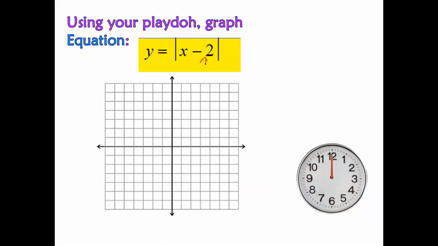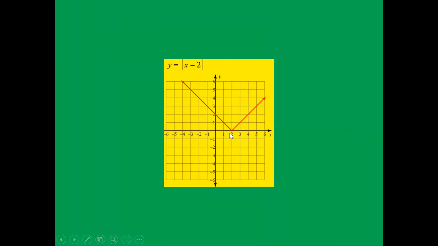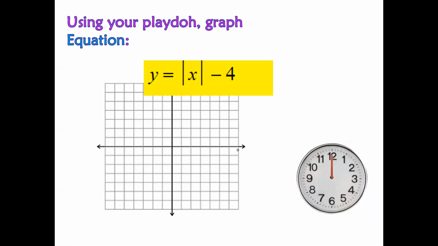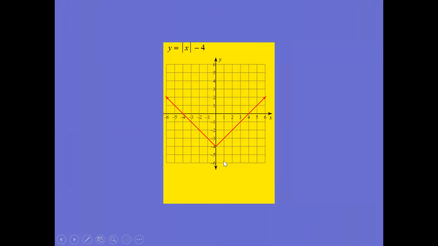All right, so given the fact that this is on the inside, it's actually 2 to the right side. So then looking at this, this is what your graph should look like. Your vertex is at 2, 0. Question number 3, go ahead and pause the video and graph it. All right, so because this is on the outside, that means you're going 4 down. If you look at this right here, that's your vertex, and your answer of the vertex is 0, -4.